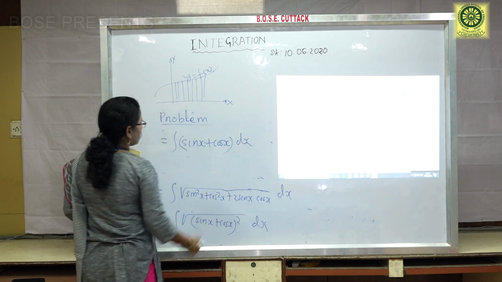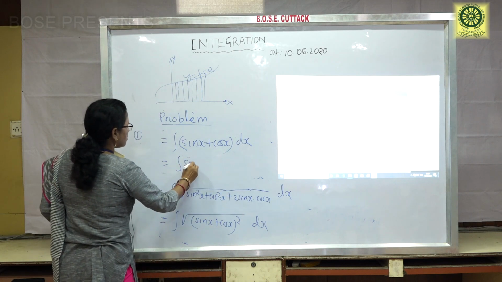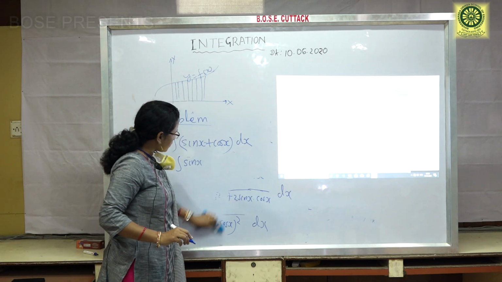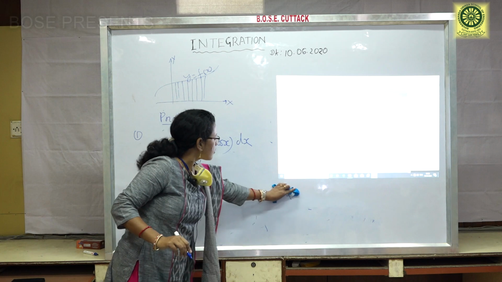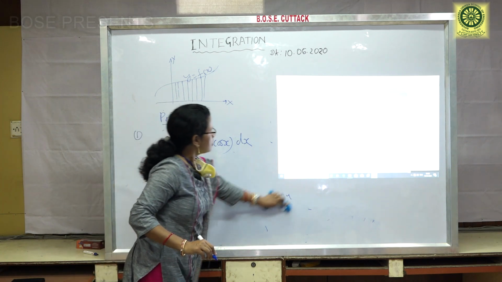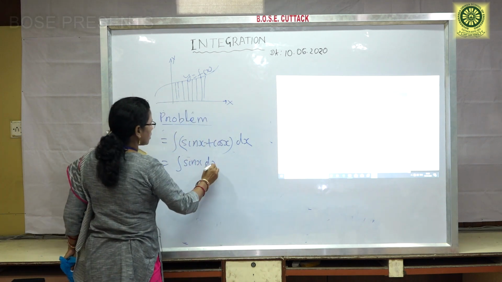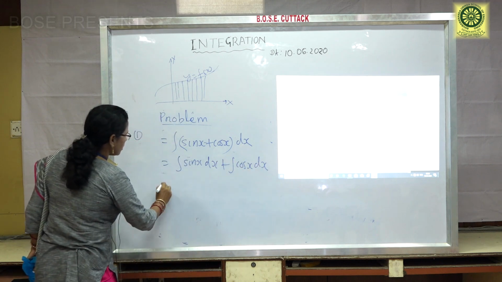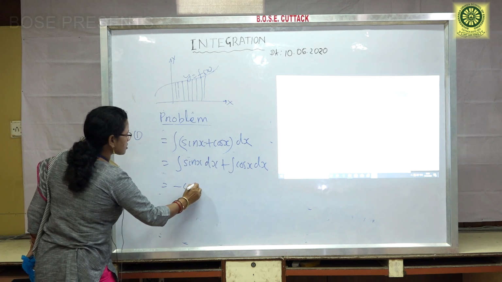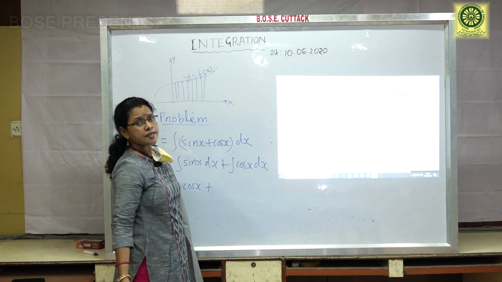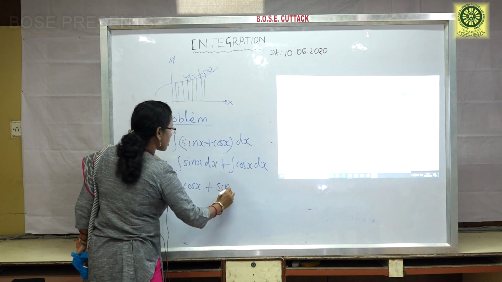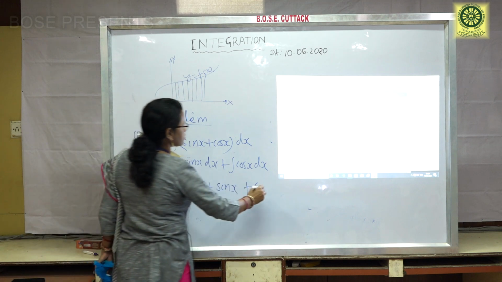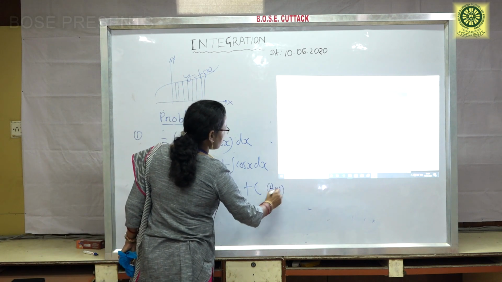Then just do this integral by separately integrating sin x and cos x using the algebra of integration. That is, the integral of sin x is minus cos x, and the integral of cos x is sin x, plus the integrating constant. This is your answer. And this is an important question.